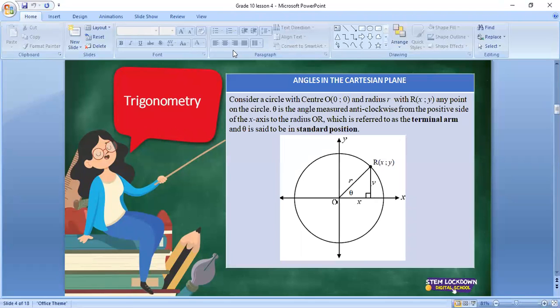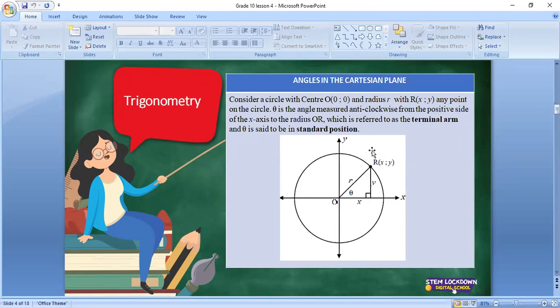So, the angle in the Cartesian plane. Consider a circle with center O. This is a circle at center O, and this circle has a radius R. The radius R can go to any point along this circle, all around, as the angle increases.